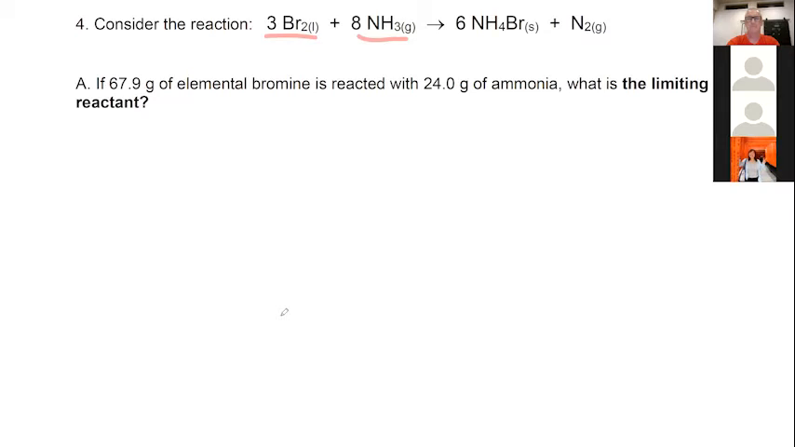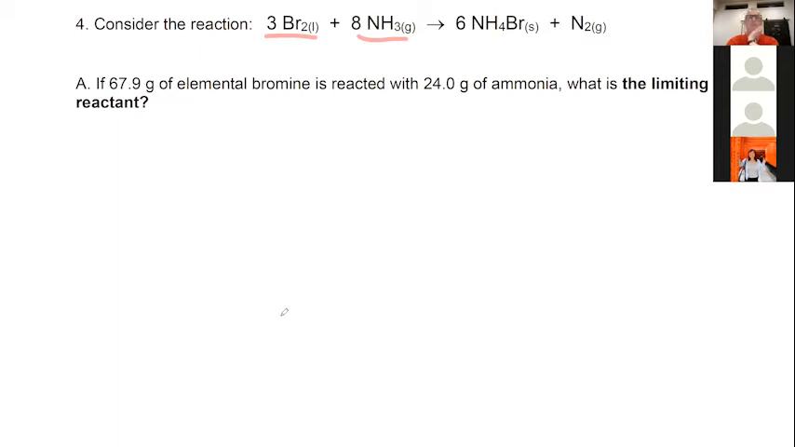I'd love to learn a trick for it. The way that I did it was I took how much I had of one element and saw how much I needed of the other to react fully. If it was greater than or less than, I knew that the one that was less was my limiting, because I wouldn't have produced enough. Oh, I see. So you figured out moles of bromine and moles of ammonia, and which one got consumed, which one you needed more of? Yeah, I'd love to learn a quicker trick though.